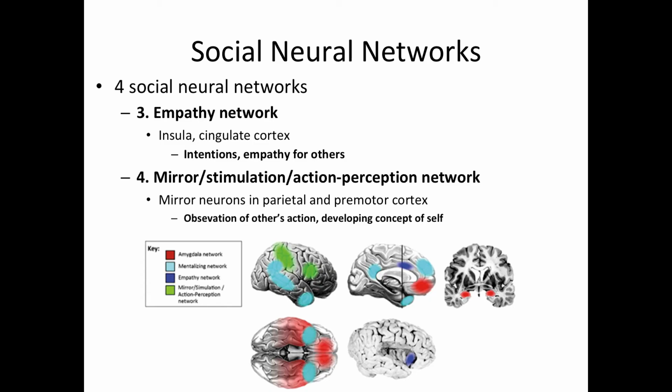And then the third network is the empathy network. This network involves structures that are recruited when individuals empathize with others. These structures include the insula and the cingulate cortex. You can see that here in blue. So here you see part of the insula, and here you see the cingulate cortex.